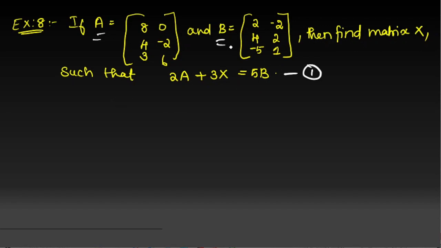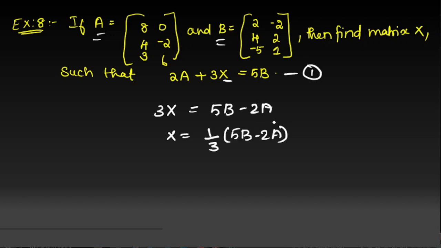Now I am going to consider the equation first. From the equation, I need only X, so take X alone on this side. I'll show it step by step. 3X = 5B - 2A. Now keeping X alone on this side, the 3 multiplication becomes division. So X = 1/3 (5B - 2A). Clear?